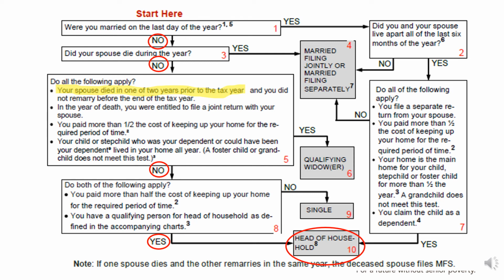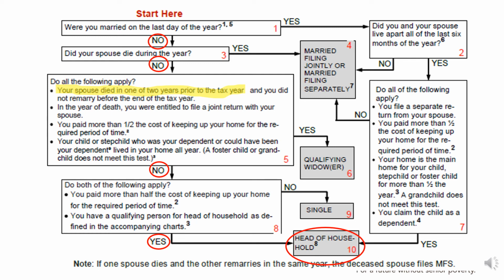So if we start at the top, were you married on the last day of the year? And the answer is no. Did your spouse die during the year? The answer is also no. And then we get into the next box. Do all of the following apply? And it needs to be all of the following.